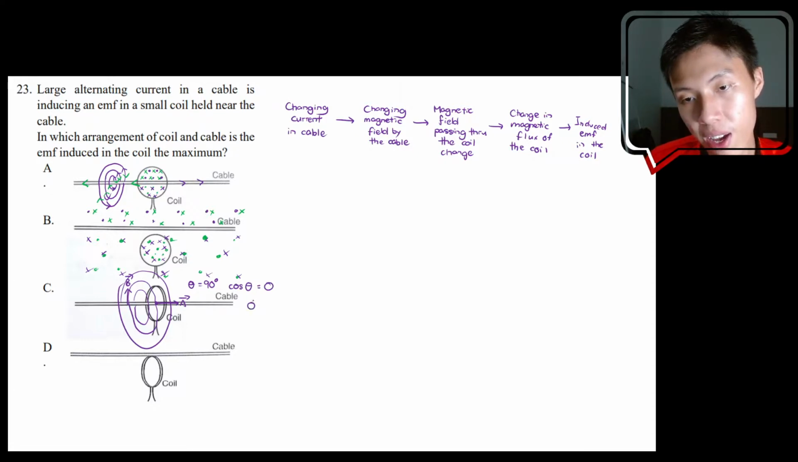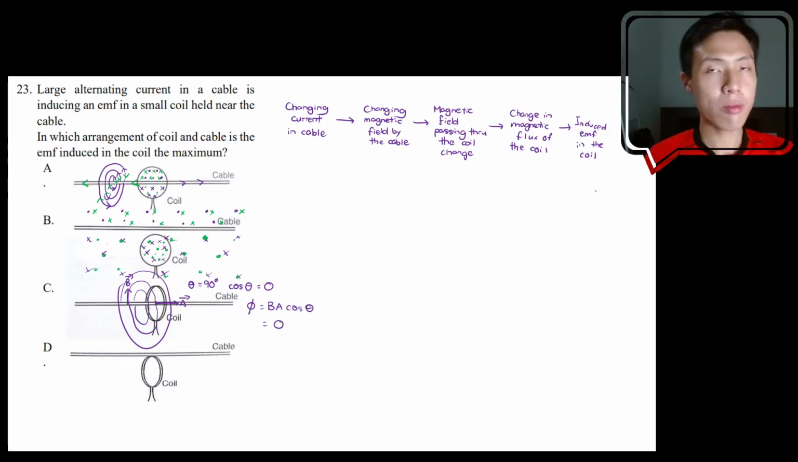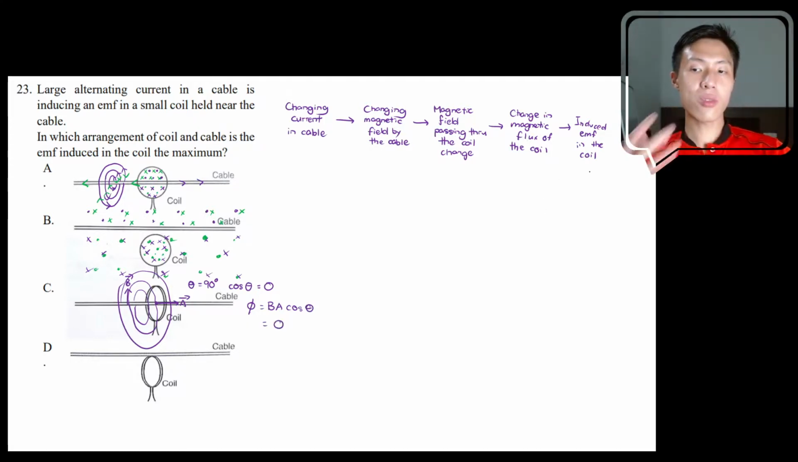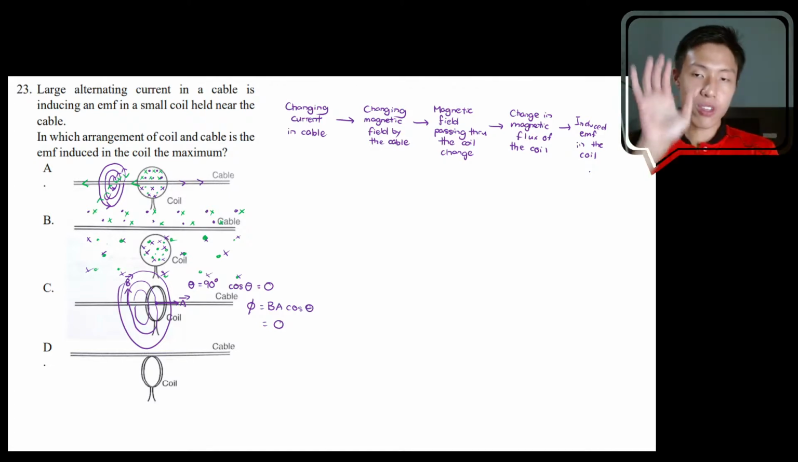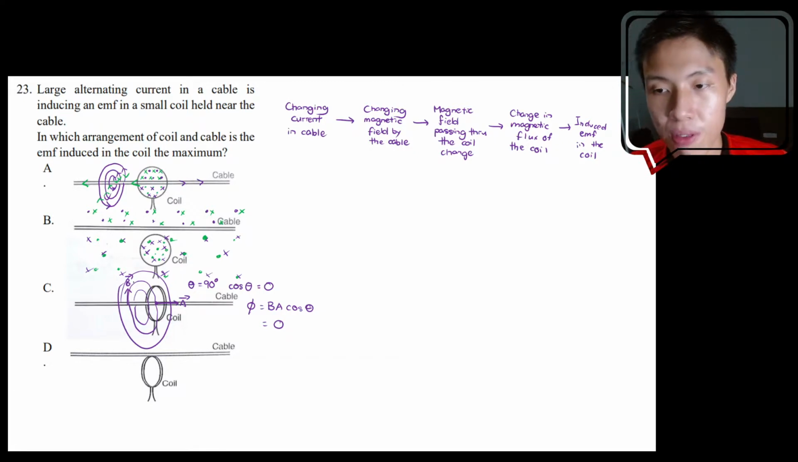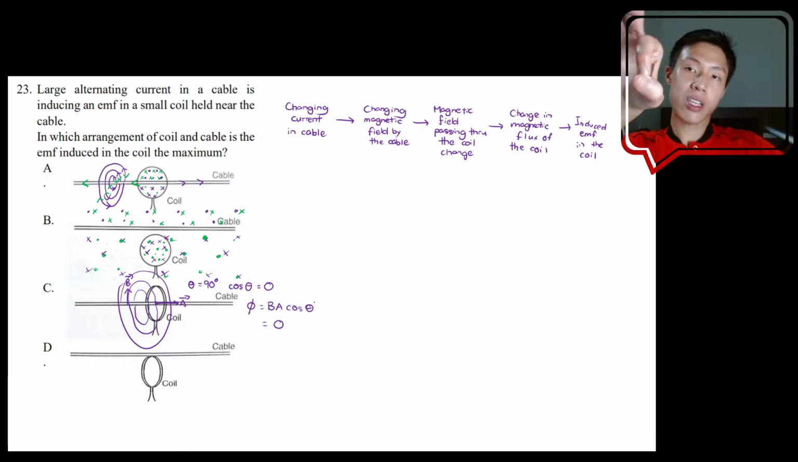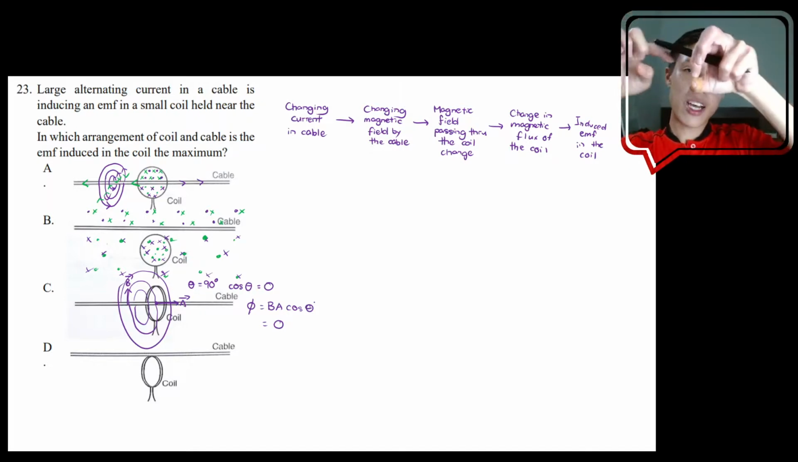That's why phi equals BA cos theta will equal 0. Even if you change the magnetic field, clockwise, anti-clockwise, clockwise, anti-clockwise, because the area vector and your magnetic field are at right angles to each other, the cos theta will be equal to 0. That's why magnetic flux will always stay at 0, because the magnetic field never passes through the coil.